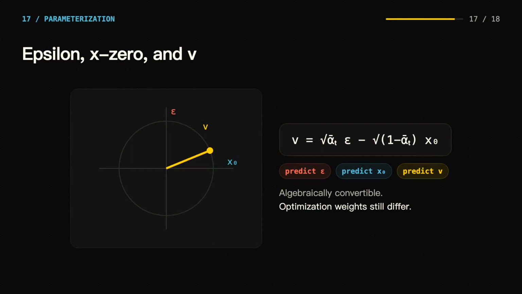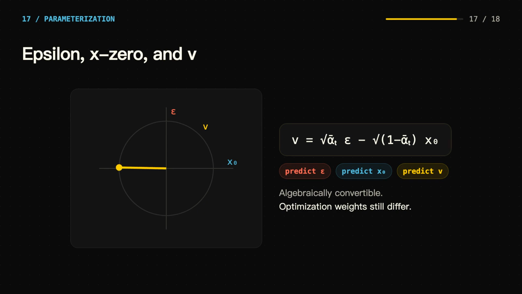The same UNet can predict three common targets: added noise epsilon, clean image x0, or a rotated combination called V, given xt and t. The outputs can be converted into one another algebraically, but applying an unweighted mean squared error to each target creates different implicit weights across signal to noise ratios. So optimization difficulty and empirical behavior change.